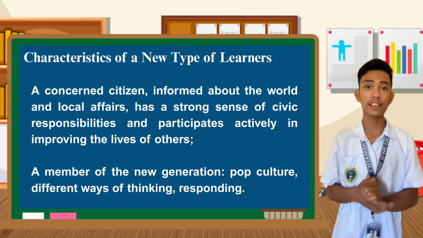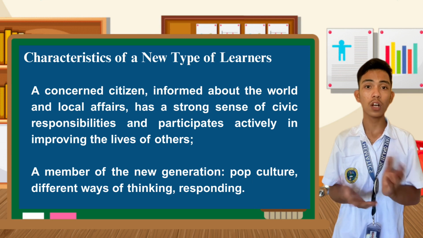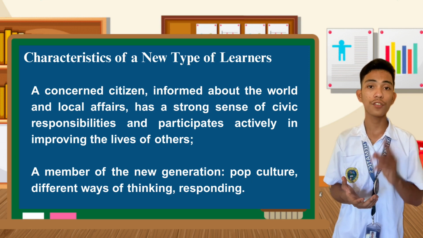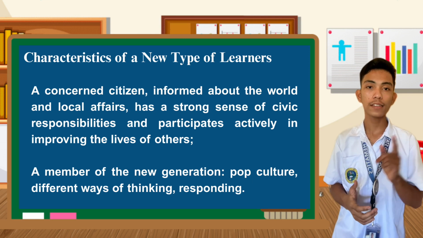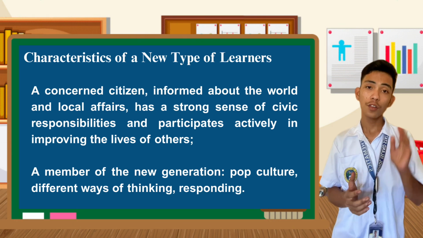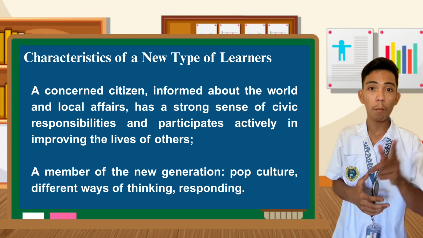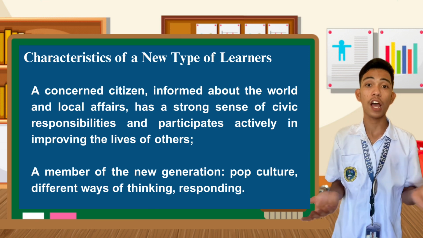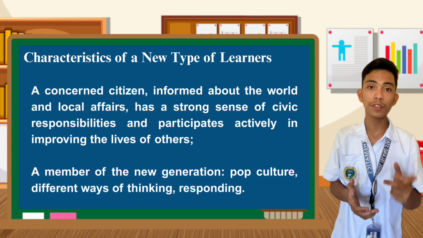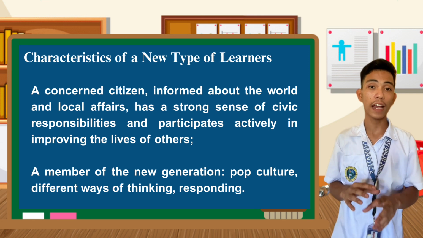Then the third one is a concerned citizen, informed about world and local affairs, has a strong sense of civic responsibilities, and participates actively in improving the lives of others. So these learners will not be the smartest, but will be the most kind and easygoing among the others. They are informed, responsible, and actively contribute in shaping society.